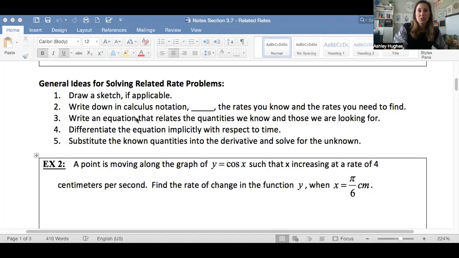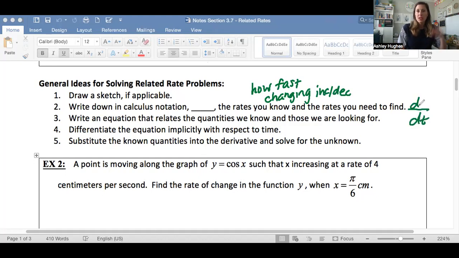So we're going to write down in calculus notation the rates. When you see words like how fast, or changing, or increasing or decreasing, all of these words mean you're talking about a derivative. So you're talking about d something dt. You're going to comb through the problem looking for those types of phrases, and you're going to write those things down.